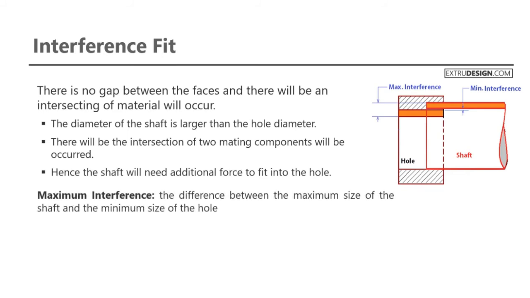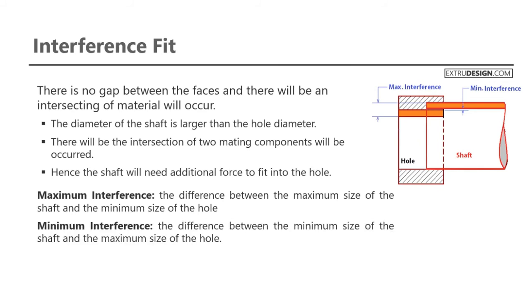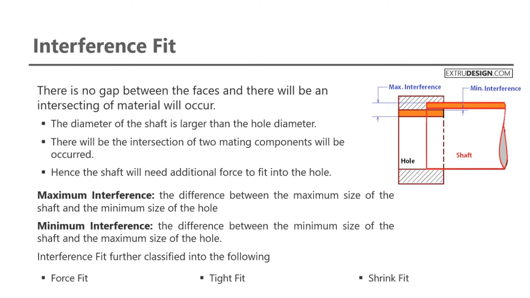There will be two outcomes. One is maximum interference and the second is minimum interference. The maximum interference is the difference between the maximum size of the shaft and the minimum size of the hole. The minimum interference is the difference between the minimum size of the shaft and the maximum size of the hole. The interference fit is further classified into the following: force fit, tight fit, and shrink fit.